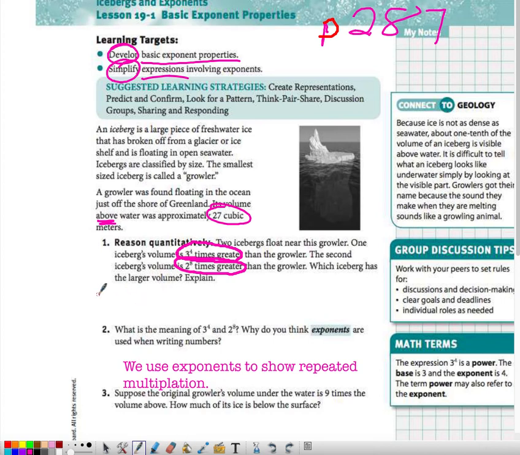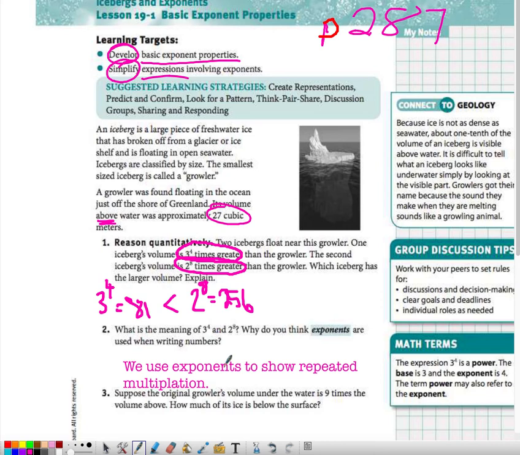So to compare, we would say, well, 3 to the fourth and 2 to the eighth. And so 3 to the fourth is 81, and 2 to the eighth would be 256. So 256 is greater. So the iceberg that is 2 to the eighth times greater would have a greater volume than the one that's 3 to the fourth.